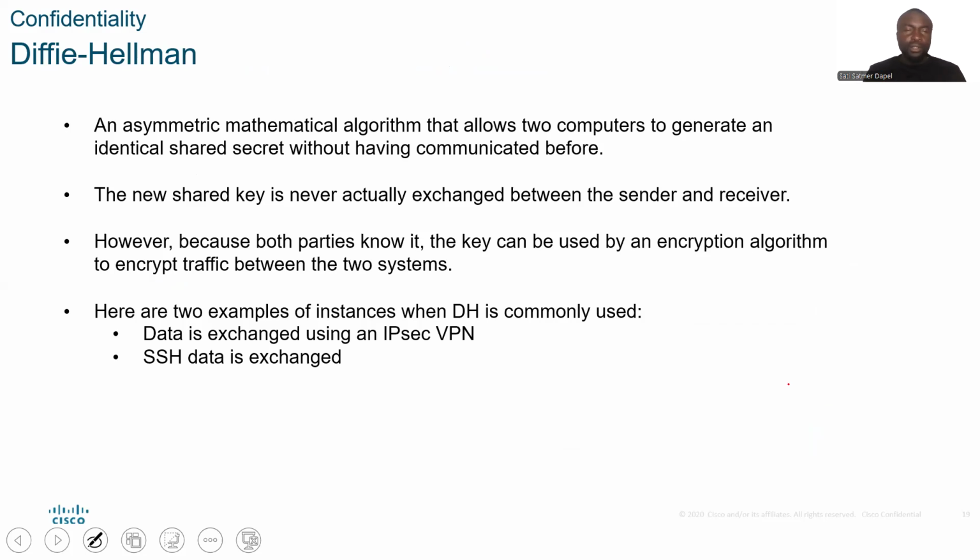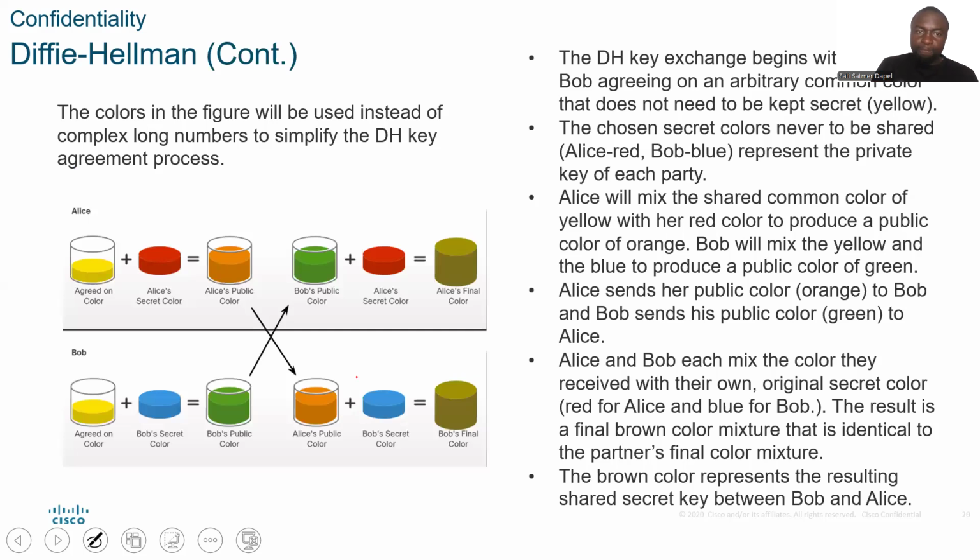That must be really, really serious. So the new shared key is never actually exchanged between the sender and the receiver. However, because both parties know it, it can be used by an encryption algorithm to encrypt the traffic between the two systems. Here are two examples where Diffie-Hellman is commonly used: data exchange using an IPsec VPN, or SSH data exchange between sender and receiver.